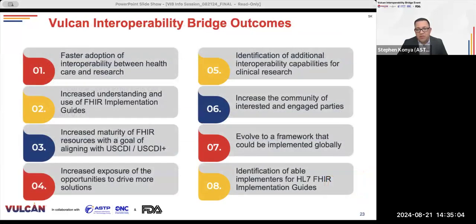And so those outcomes, again, reinforce a lot of what I just said. We're looking at faster adoption of interoperability between healthcare and research, aided by the support of technology developers and the use of APIs, and an increased understanding and use of FHIR implementation guides, both ones that are out there and ones that may evolve in the future, to increase the maturity of FHIR resources with the goal of aligning those to USCDI and USCDI Plus, the US Core Data for Interoperability and US Core Data for Interoperability Plus categories that ONC has been working on with the community. And then also to get more people engaged, more people to have a seat at the table, not only identifying where the greatest opportunities are, but helping to test all of this to make sure that it truly works for everyone involved across the spectrum.